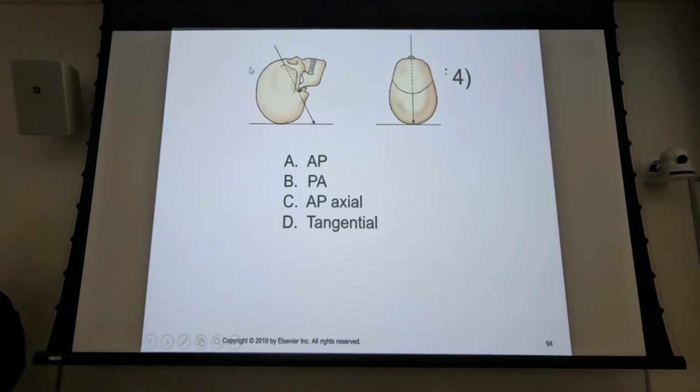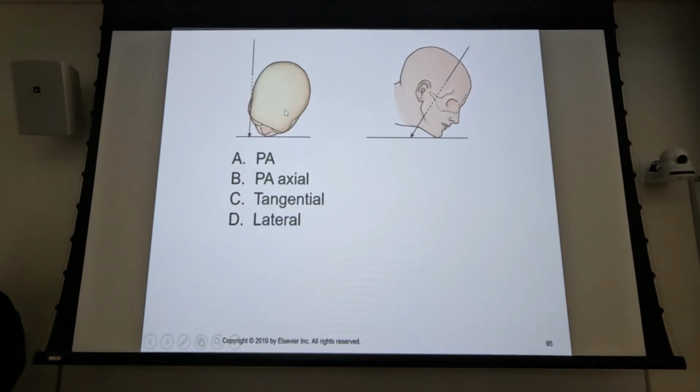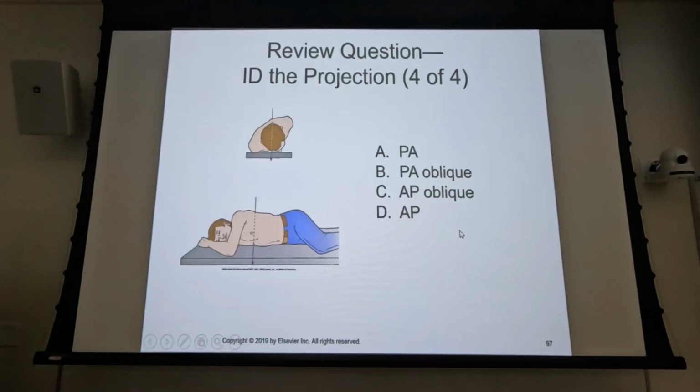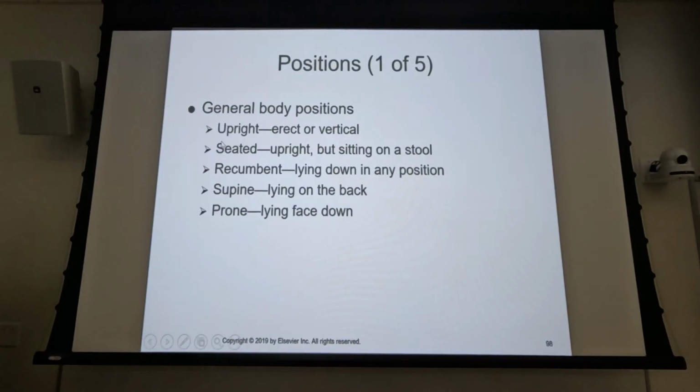So again, you've got AP. This is AP axial. PA, that will be a tangential. This would actually be a superior inferior, which we haven't even talked about. When we get into skulls, we'll talk about that. Again, lateral. So general body positions, we've got upright, seated, recumbent. This patient can be supine or prone. We've got other words for really all three of those. Those would be decubitus. If the patient is laying on their side, then that would be a lateral decubitus position. And our central ray, if it's coming from the front or the back, will be an AP or a PA projection.